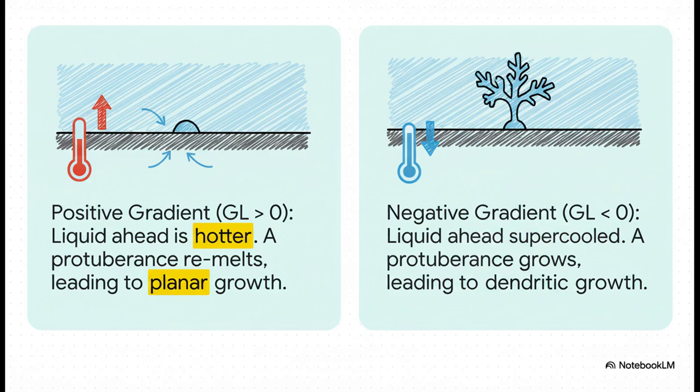But look at the right side. If the liquid ahead is colder, a negative or supercooled gradient, well now any little bump that forms finds itself in the perfect environment to just take off. It becomes unstable, shooting forward and branching out, creating those incredible tree-like shapes we call dendrites.